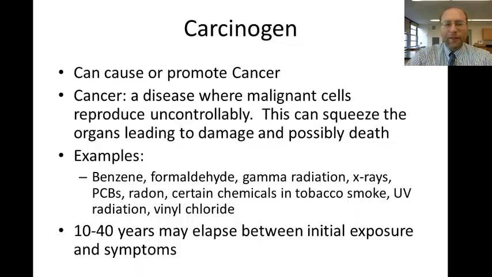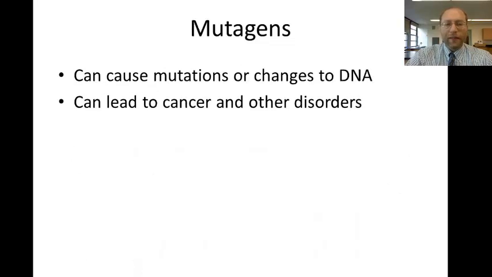And examples of carcinogens are benzene, formaldehyde, and it doesn't have to be chemicals. It can be things like gamma radiation, X-rays, which are very energetic forms of electromagnetic radiation, PCBs, radon, certain chemicals in tobacco smoke, ultraviolet radiation, and vinyl chloride. And the difficult thing with carcinogens is that 10 to 40 years may elapse between the initial exposure and the symptoms. Most things that are carcinogens are also mutagens.